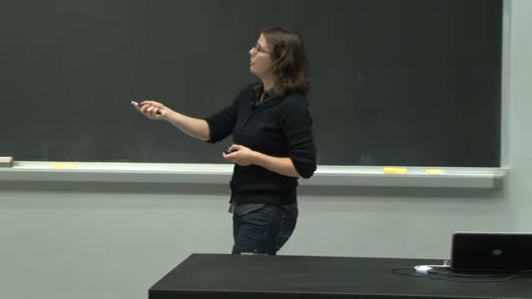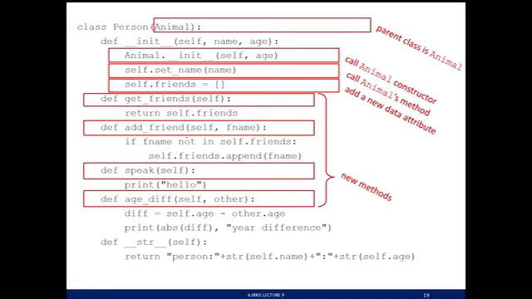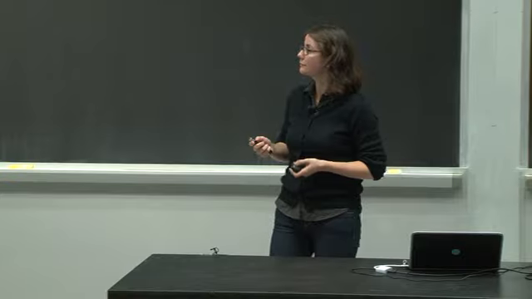The next four methods here: this one's a getter, so it's going to return the list of friends. This is going to append a friend to the end of my list. I want to make a note that I didn't write a method to remove friends, so once you get a friend, they're friends for life. But that's okay. The next method is speak, which is going to print hello to the screen. And the last method is going to get the age difference between two people, which basically subtracts their ages and says it's a 5-year age difference or whatever it is.